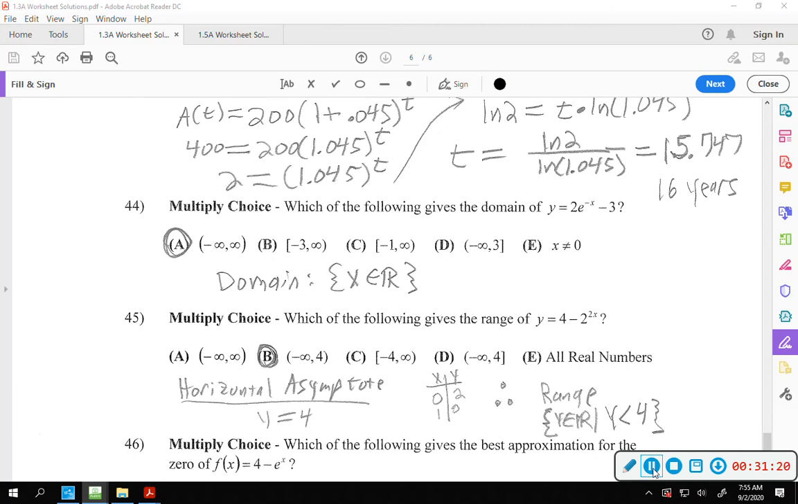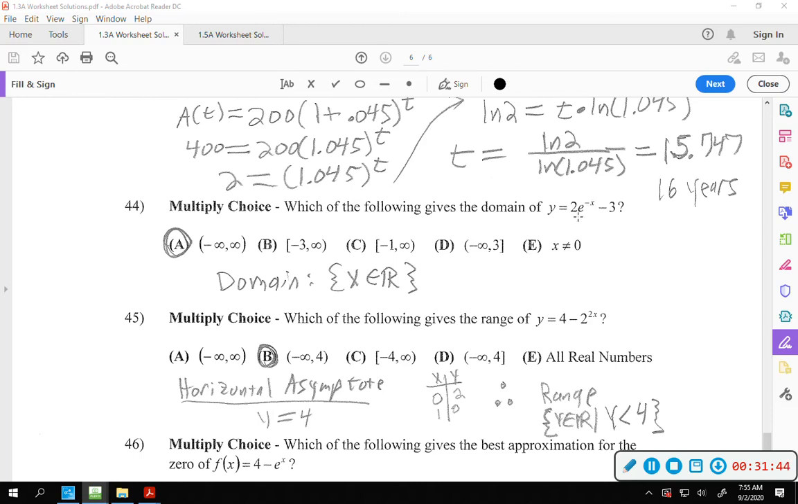Okay, on problem number 44, this asks for which of the following gives the domain. Don't be fooled by this. Domain, I can plug anything in for x. It's not asking for the range. Some of these are trying to gear you towards a range. This is the domain. And I can plug anything in.